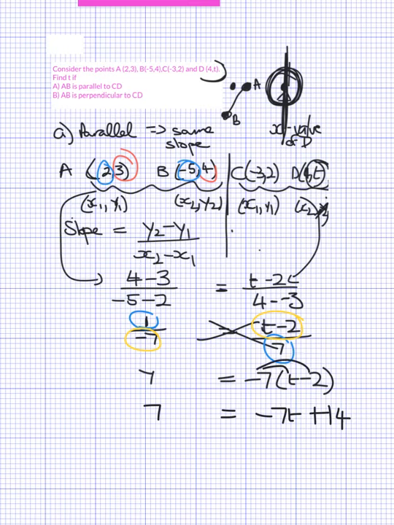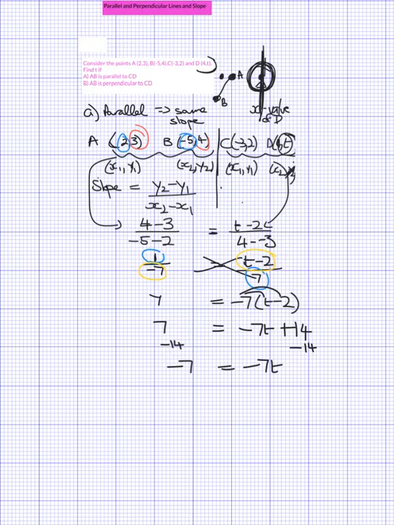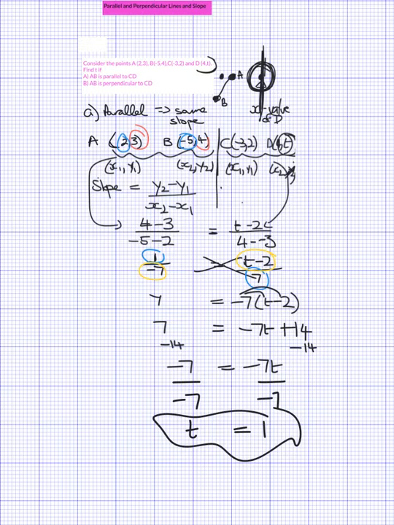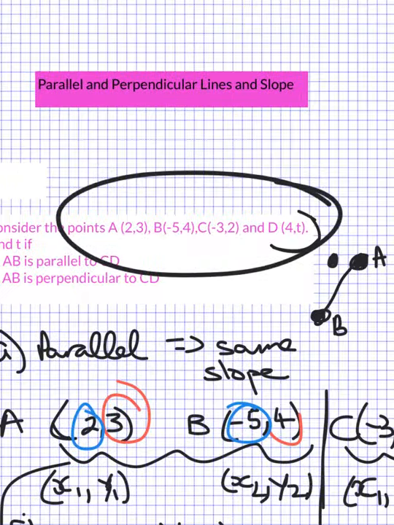If I take 14 from both sides, then I'm going to get 7 take 14, which is negative 7, equals negative 7t. And if I divide that by -7, I get t equals 1. So that tells me that for this scenario to work, and for these points to be parallel to each other, t must be equal to 1. If you plotted all those points on a graph, you would be able to see that.